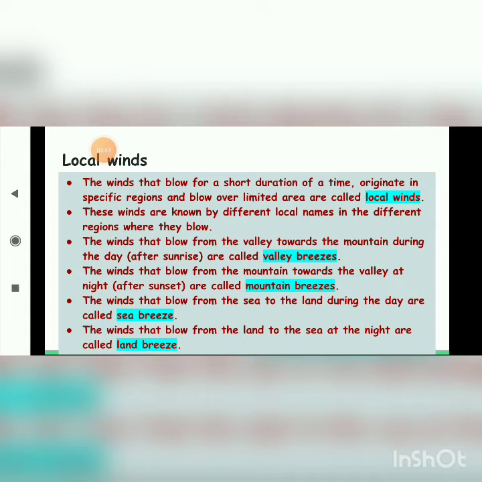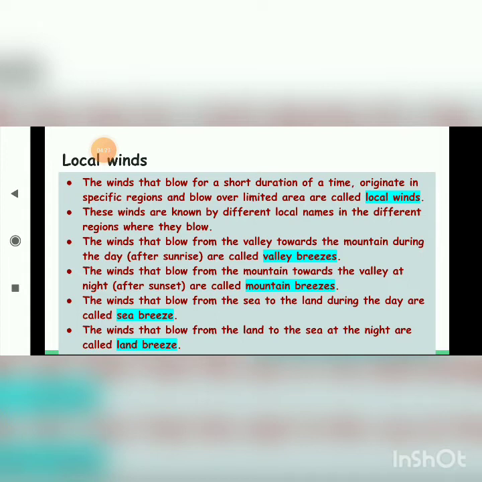The winds that blow from the valley towards the mountain during the day, after sunrise, are called valley breezes. Next, what are mountain breezes? The winds that blow from the mountain towards the valley at night, after sunset, are called mountain breezes.